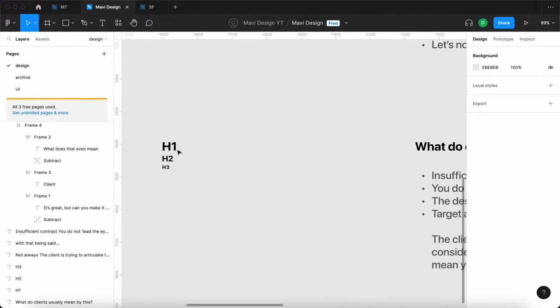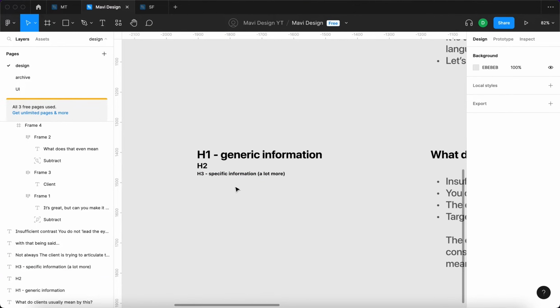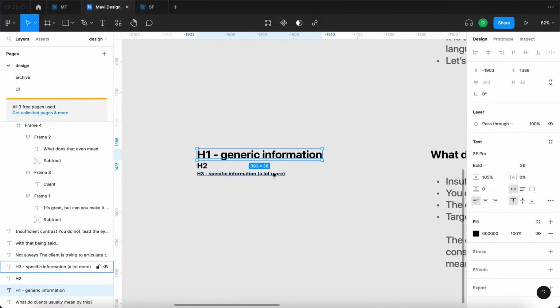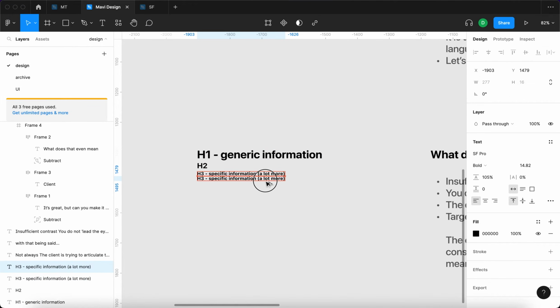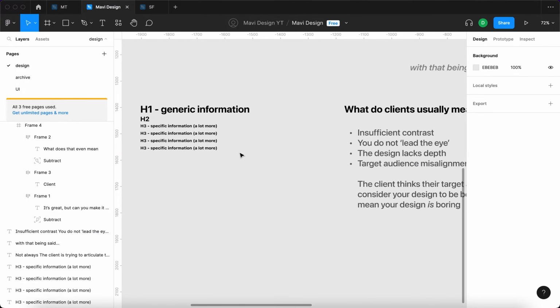So if there's some kind of generic piece of information, let's say this is going to be generic information, whereas headline 3 is going to be very specific information. Why? Because there is usually going to be a lot more specific information than generic information. By definition, specific information is usually going to take up more space, which means it needs to be smaller in order to fit on a screen, right? So that's one of the cases of leading the eye.